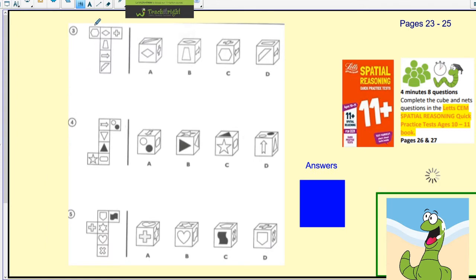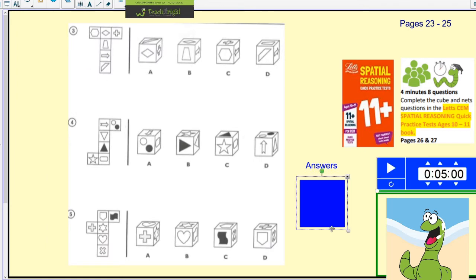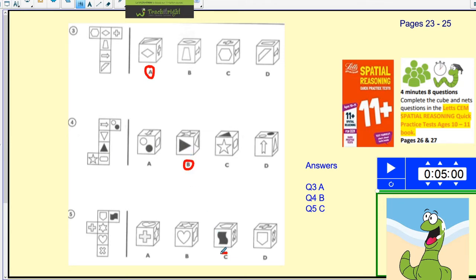Right, let's move on. 3, 4, and 5, here are the answers. We've got A, B, and C. Let's run through. I'll go through and tell you why we can eliminate all the other options. So for question 3, we can say it's not B, because if you look, I've got a diamond and an arrow, and I should never have those next to each other, so that's a pair elimination.